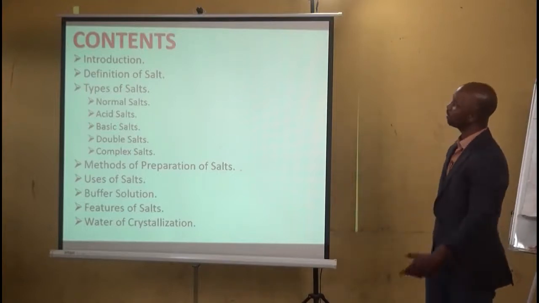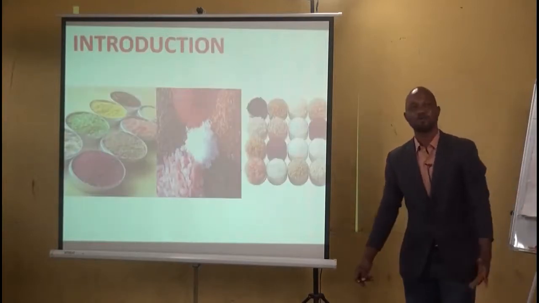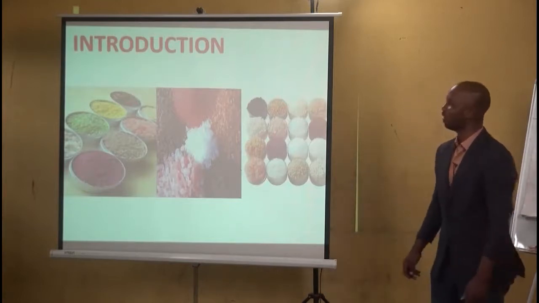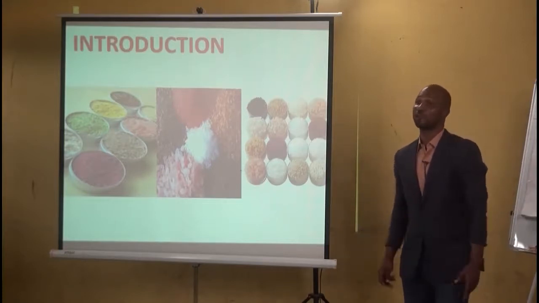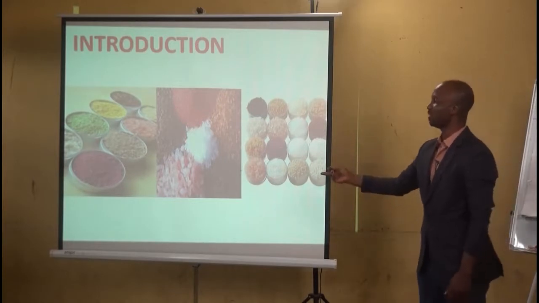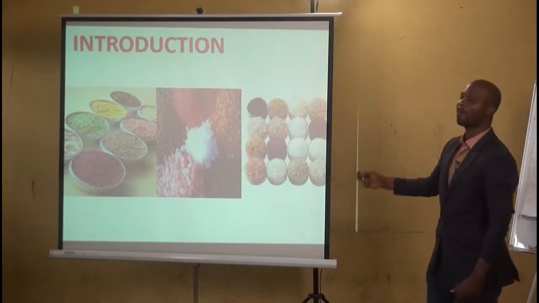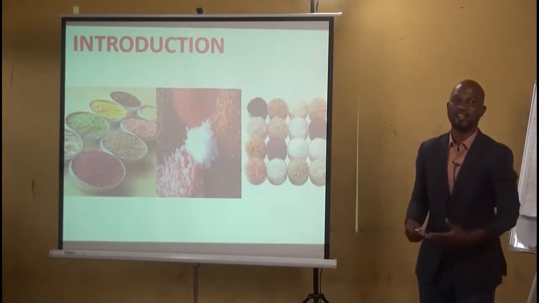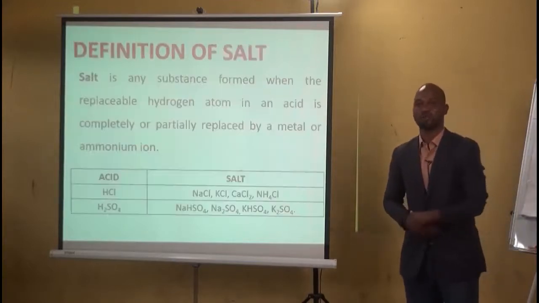Now, under the introduction, like I was saying earlier on, when you say salt, what comes to mind is that thing that you use for seasoning your food or to make your food tasty. But in chemistry, we have different types of salt. As you can see them in their colors and texture. You can see yellow, green, and so on and so forth. So apart from the salt that you use for cooking at home, there are so many other types of salt. So what is salt? Today you'll be learning what a salt is.